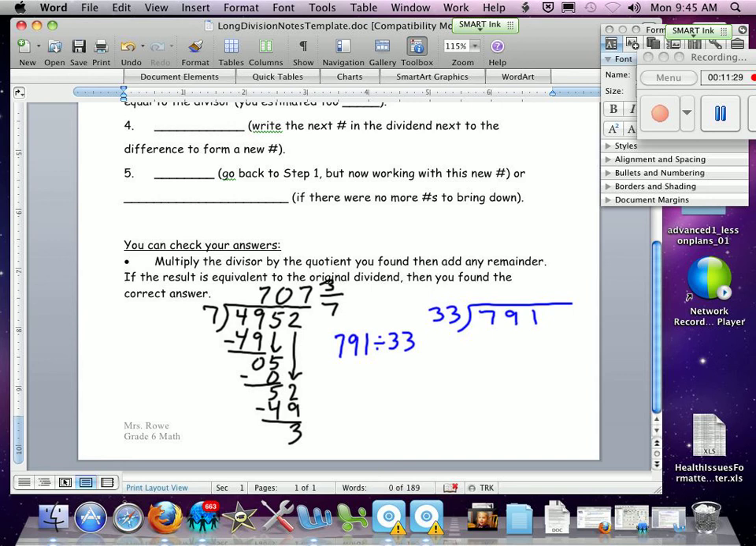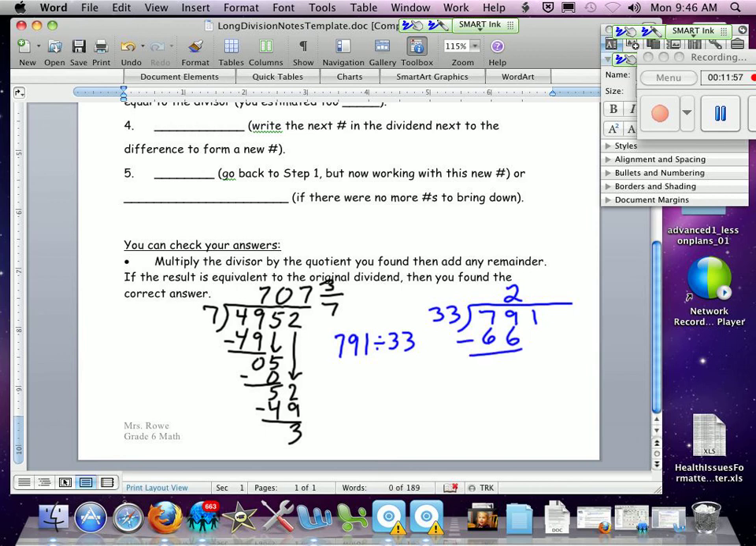How many times does 33 go into 79? 2. She was already shifted over. So Dad tells us to divide. We think 33 goes into 79 2 times. Because what is 33 times 2? 66. Mom tells us to multiply, we get 66. Sister tells us to subtract.